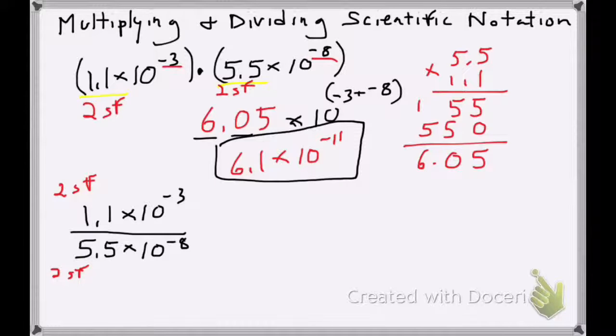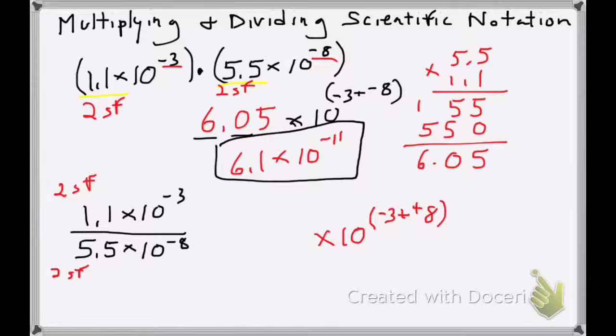Since both numbers have two significant figures, the final answer has to be in two significant figures. We start this problem like we did with the multiplication, where we start with times 10 to the negative 3. In this case, we subtract a negative 8. Because of that, it becomes plus, plus, and we leave that to the end. We then work with the 1.1 divided by the 5.5.